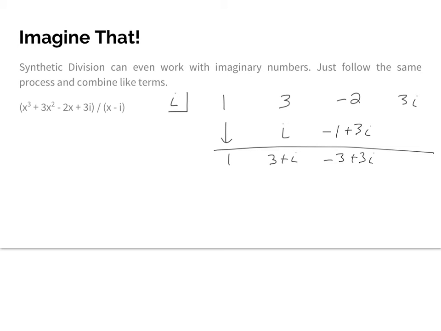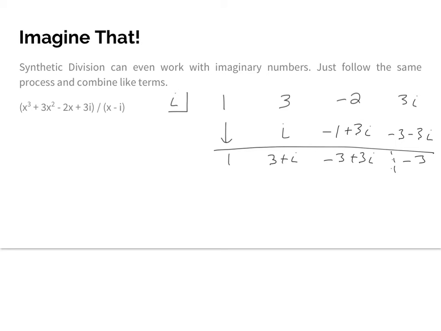And now I multiply once again i times both of these. And i times -3 is -3i. i times 3i is 3i squared. Once again, i squared is -1, so that becomes a -3 and a -3i. So I'm going to put that together. I got -3 minus 3i. And when I add down, the 3i and -3i cancel, leaving just -3.